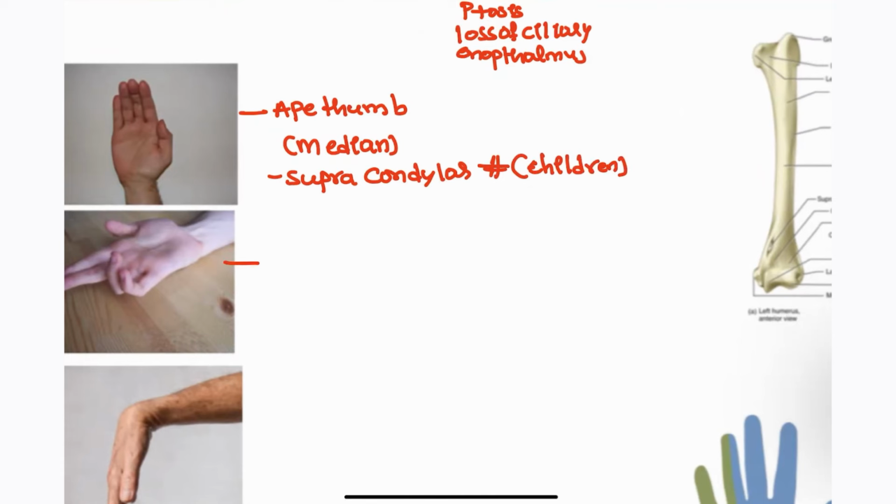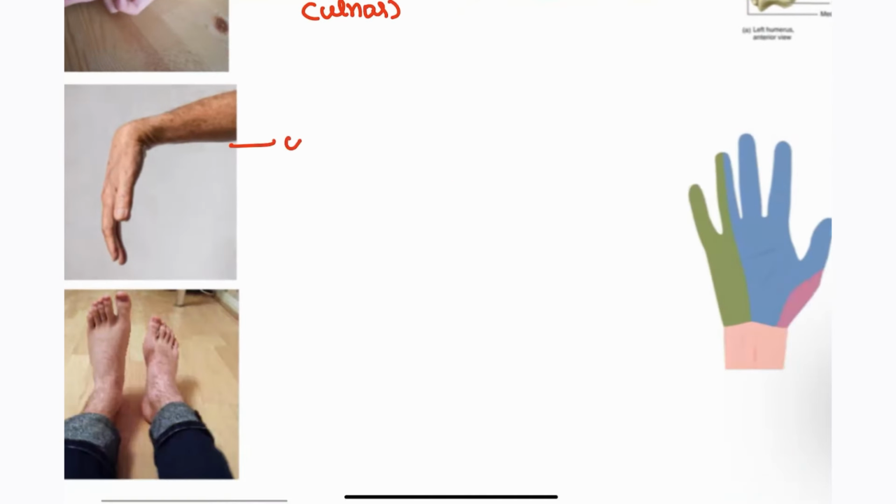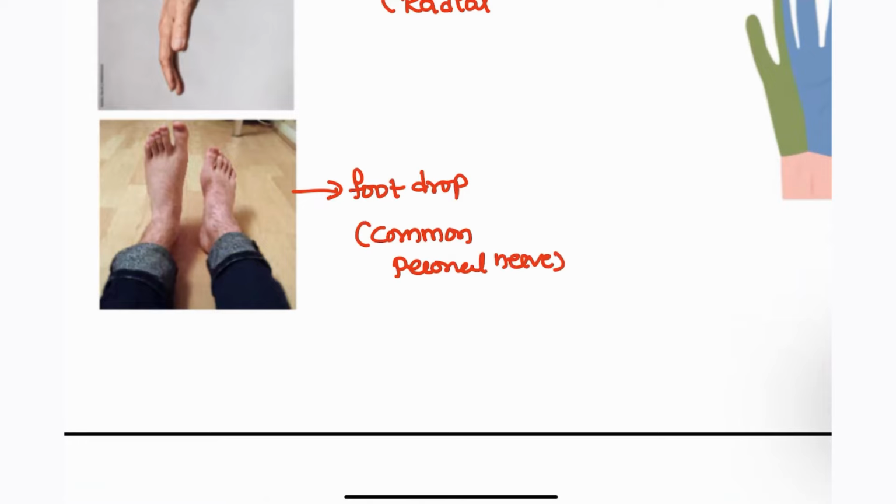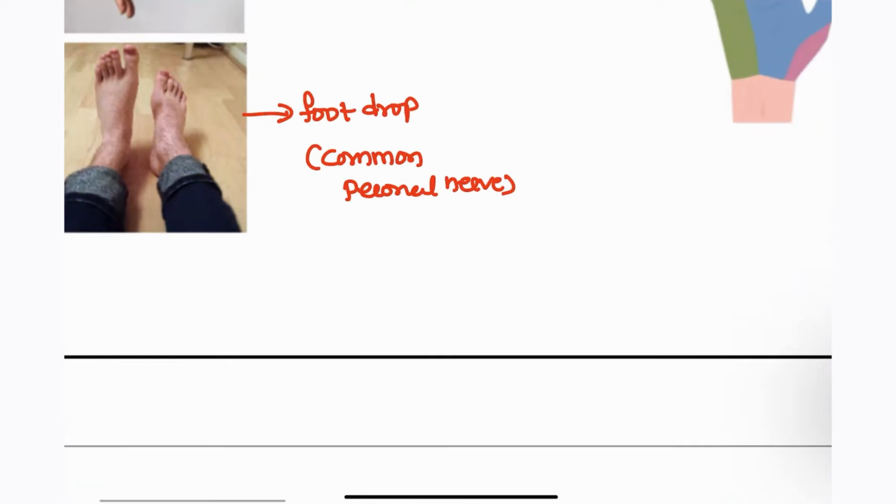Next, this is partial claw hand. Partial claw hand is seen in which palsy, guys? Ulnar nerve palsy. Next, here you can see the wrist drop. Wrist drop is seen in patients with radial nerve palsy. Next, here it is foot drop, and foot drop is seen in patients with common peroneal nerve damage. Okay, and foot drop can also be seen in patients with leprosy due to involvement of the nerve, and is most commonly associated with fracture of the fibula.